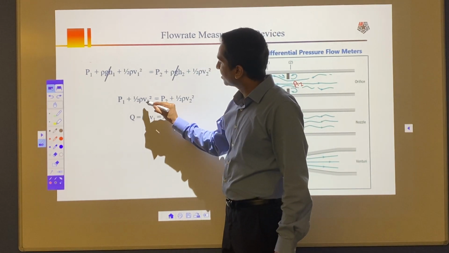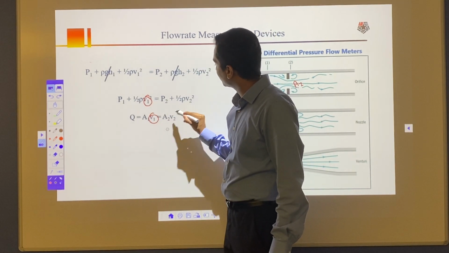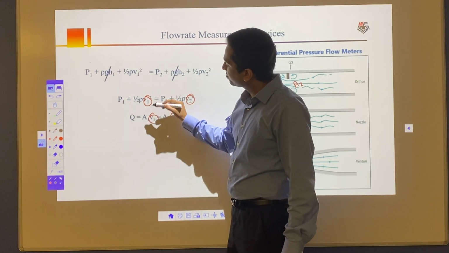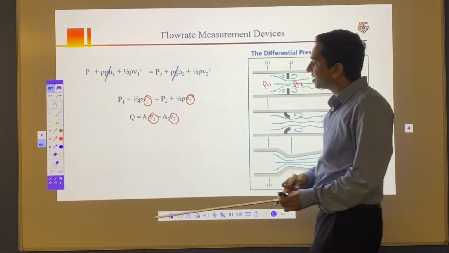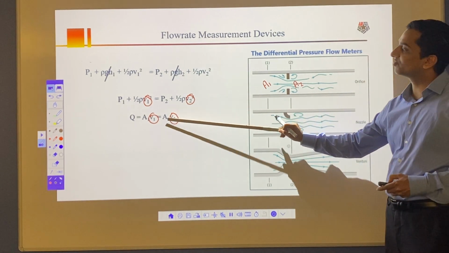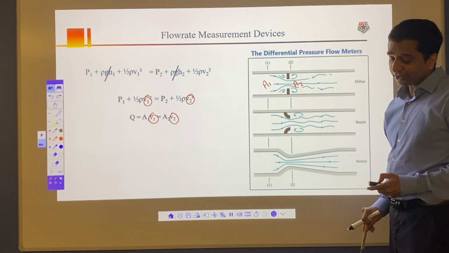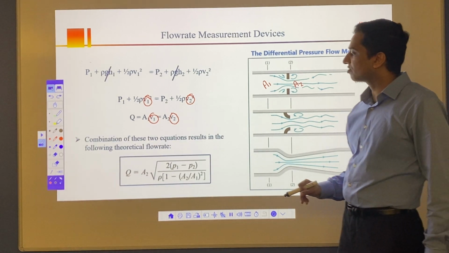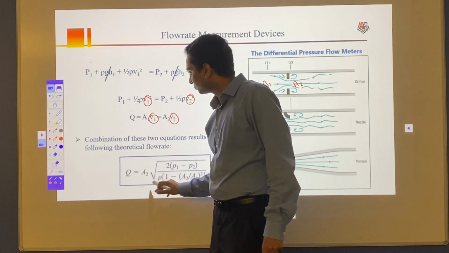So if you look at it here, I have V1 here, V1 here, V2 here, V2 here. I can use both these equations if I play around long enough with them. The first one is my Bernoulli's equation and the other one is my continuity equation. Then I will get a final equation for flow rate, and that equation will look something like this.